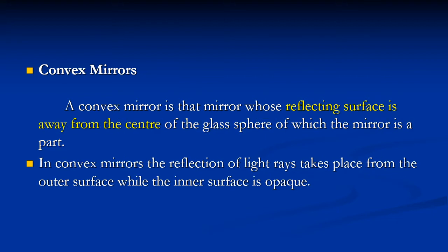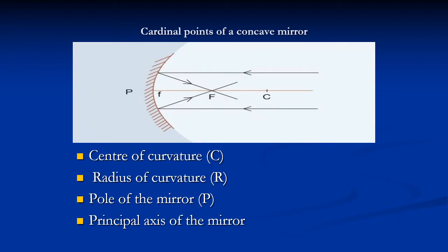And a convex mirror is that mirror whose reflecting surface is away from the center of the glass sphere of which the mirror is a part. In a convex mirror, the reflection of light rays takes place from the outer surface while the inner surface is opaque. You should know something about the cardinal points of a concave mirror.